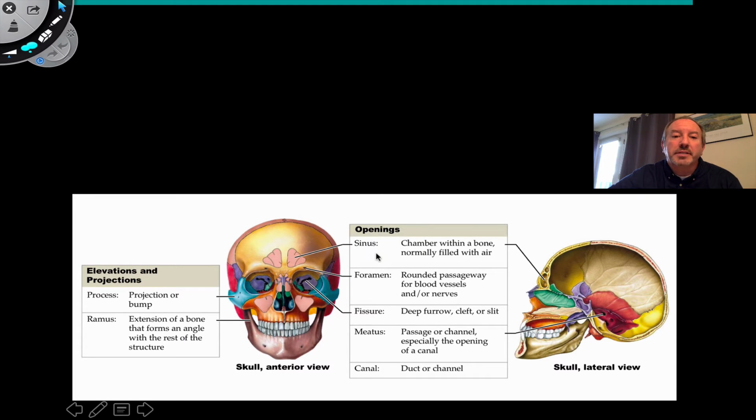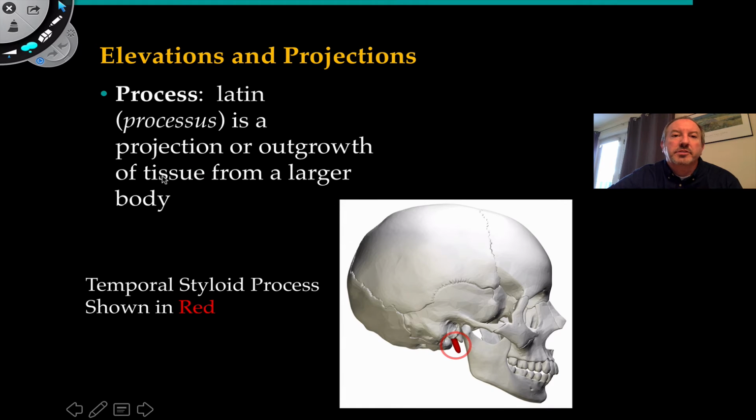And then openings will be sinuses, foramen, fissures, and meatus and canals. And we're going to take a look at these. Okay, so the very first one is, I don't want to play favorites, but it's very important in terms of the skeletal system: processes. And so they're basically projections or outgrowths.